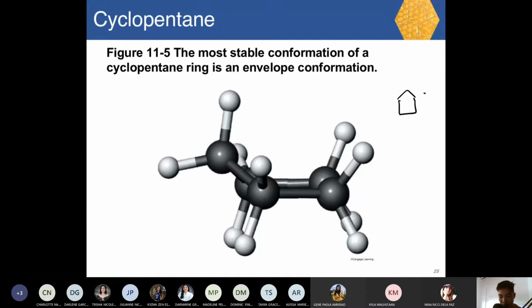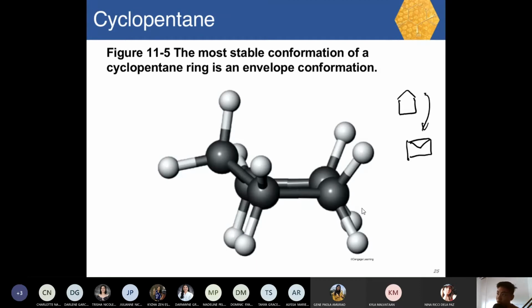Kapag ganyan, kapag flinip mo yung carbon dito sa dulo, yan, envelope, diba? O, creative yung mga chemist ninyo, no? Naisip nila yung mga ganyang bagay, no? So, ang name niyan ay envelope conformation. This is the stable conformation of your cyclopentane.